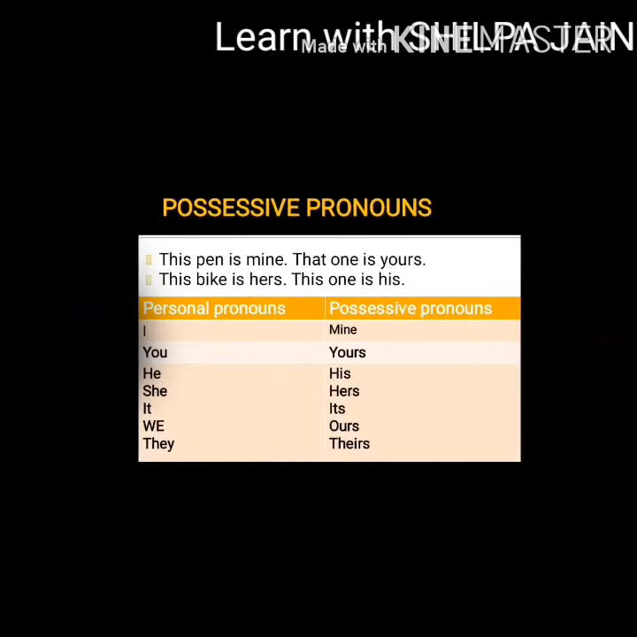Next, possessive pronouns. Now, possessive pronouns are those pronouns that indicate possession of a noun and they stand by themselves. For example, this pen is mine, that one is yours. This bike is hers and this one is his. So these, mine, yours, hers, his, show possession. So these are possessive pronouns.